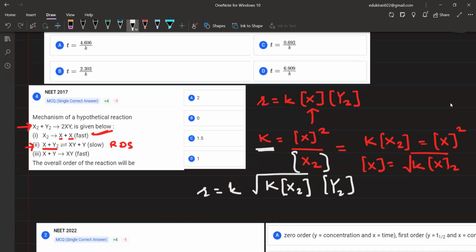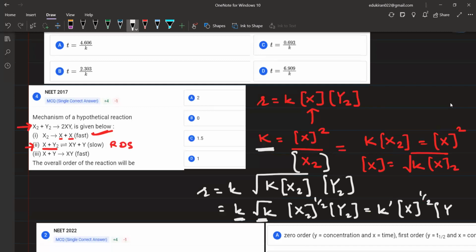Y2. Now I can write this as K into the root of K and the concentration of X2 to the power of half into the concentration of Y2. Now this is a constant, this is also a constant, this will become another constant K dash, concentration of X2 to the power of half and concentration of Y2. So my rate of reaction will become what? Half plus 1, that is equal to 1.5. So the correct answer will be C.